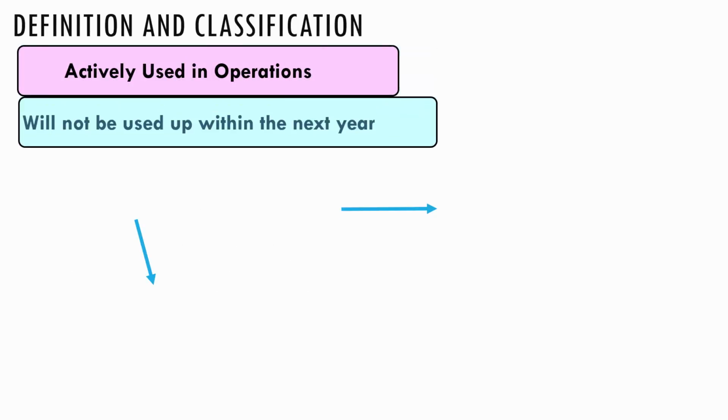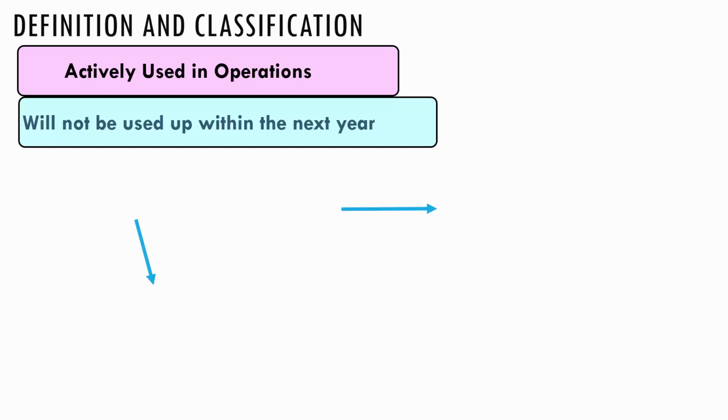These long-lived assets also have other names. The other names include property, plant, and equipment, and it's sometimes abbreviated or used by the acronym PPE, PP&E, and they're also called fixed assets. But to be in this classification, they have to be actively used in operations.